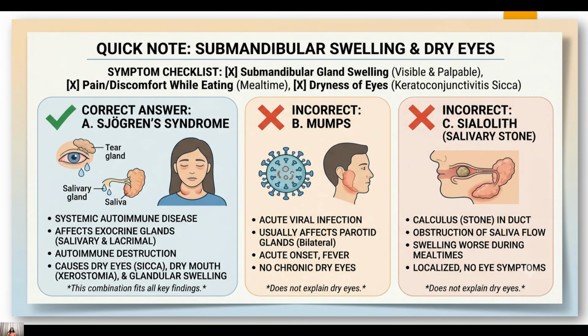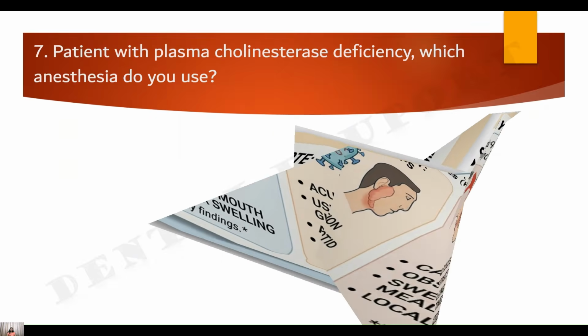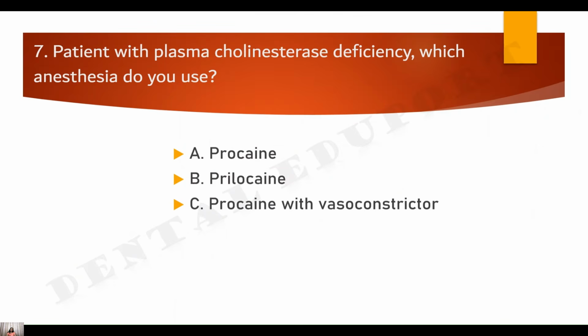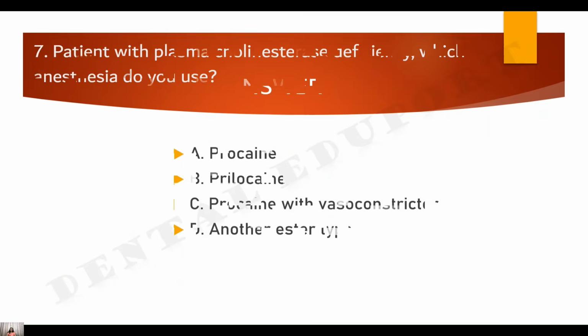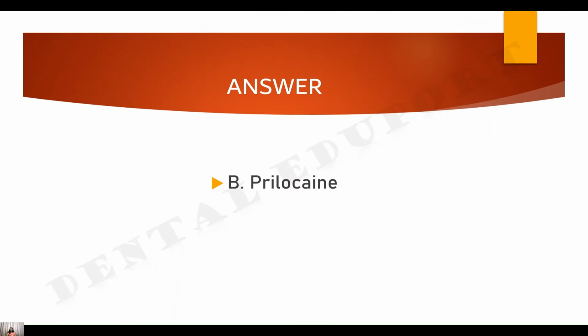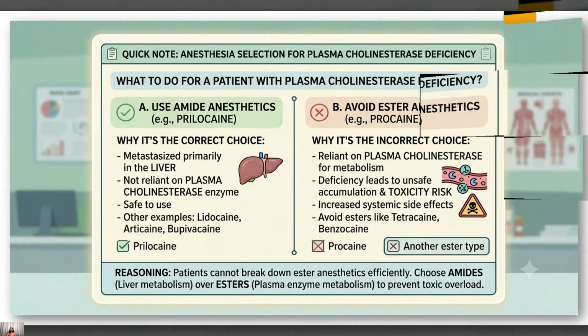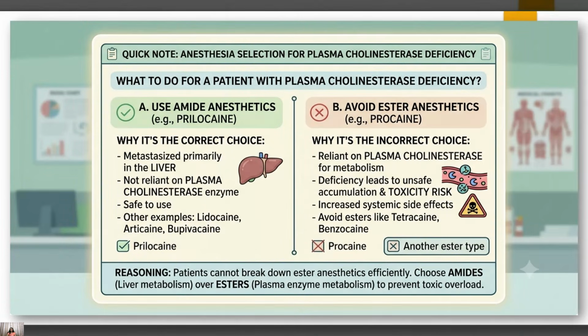Moving on to next question. Patient with plasma cholinesterase deficiency, which anesthesia do you use? A. Procaine, B. Prilocaine, C. Procaine with vasoconstrictor, D. Another ester type. The answer here is B. Prilocaine. So plasma cholinesterase is the primary enzyme responsible for metabolizing ester-type local anesthetics like procaine.